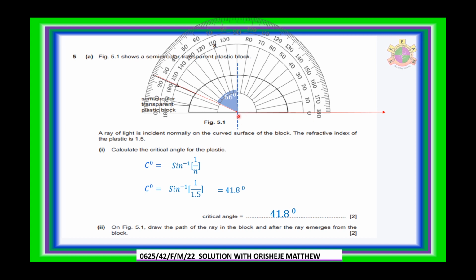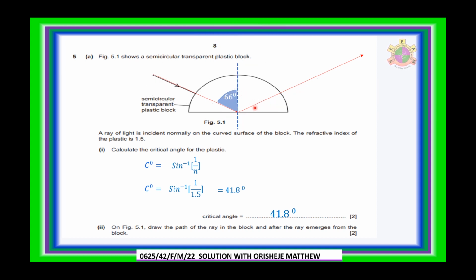So it will reflect back into the glass block. So we remove that direction and allow it to reflect back. When it reflects back, it will be at the same angle because angle of incidence must be equal to the angle of reflection. So take note of that. If here is 66, here will also be 66. So this is how the ray will emerge from the block. You have 2 marks for that. Once the angle of incidence equals the angle of reflection and you get this ray, you get your 2 marks. So this is how your diagram is supposed to be.